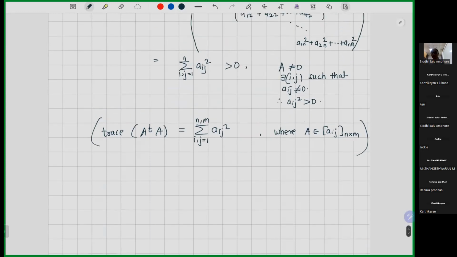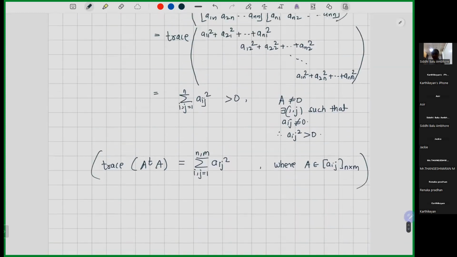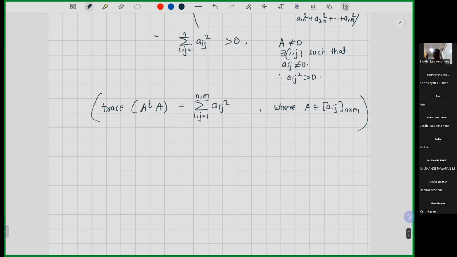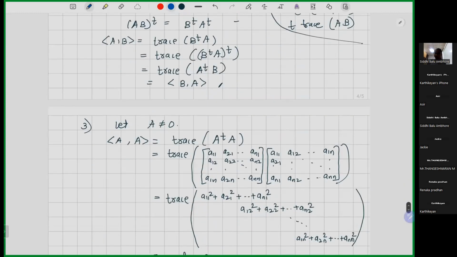Is there any doubt how this happened here? How the summation of entries came? You can just try this for a 2 cross 2 matrix and it will be very clear to you how this is happening. So this map forms an inner product space over R.